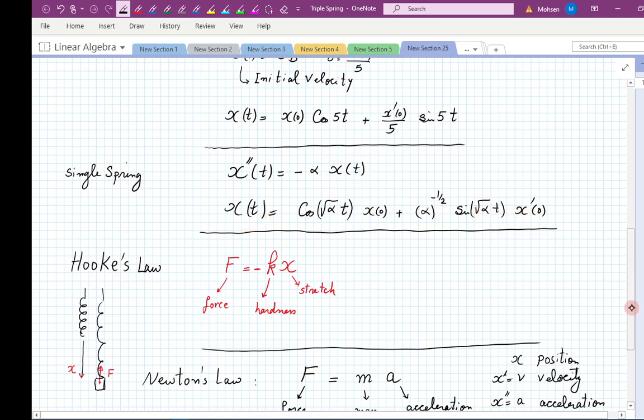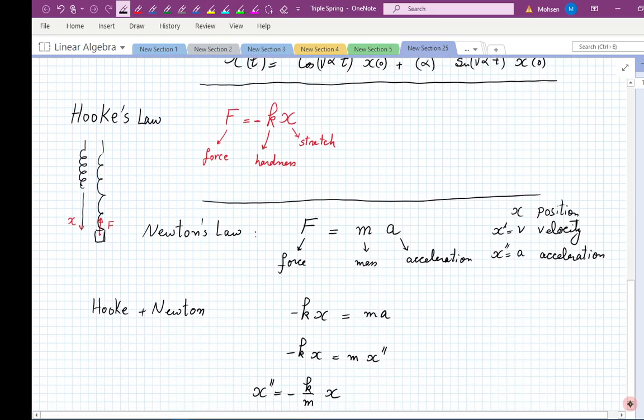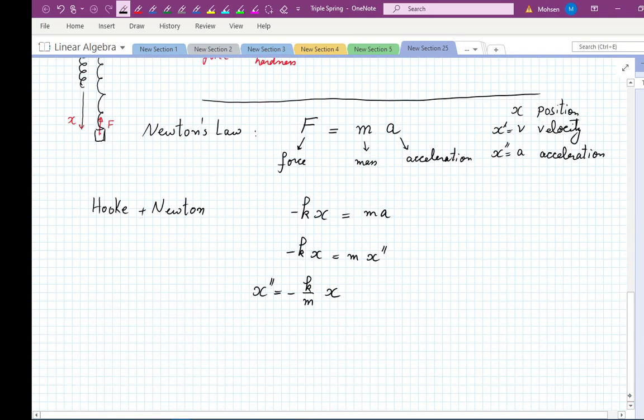So all that we are going to do is to replace this alpha here by something meaningful. Over there mathematically it was just any number, but now we know what the meaning of that number is. The meaning of the number is the hardness constant of the spring divided by the mass of the item that's dangling from that spring.